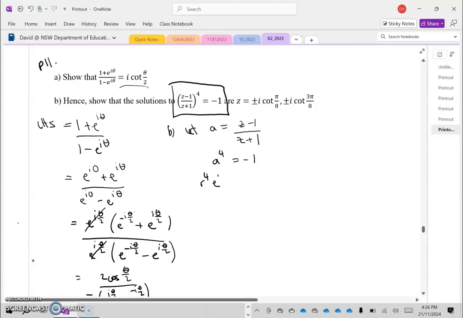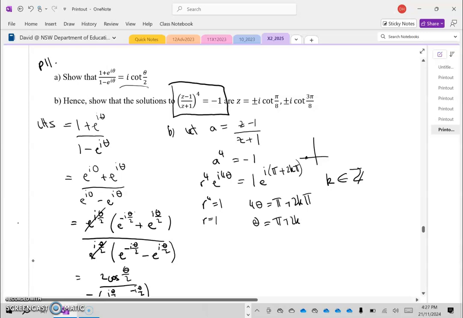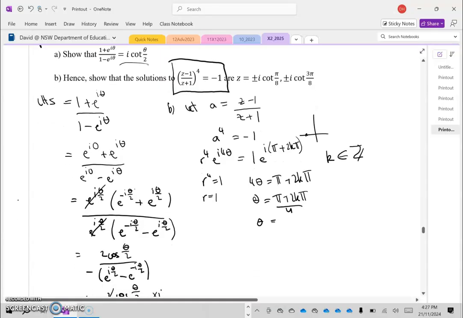So r to the 4, e to the i4 theta. Now -1 is over here with a modulus of 1 and an argument of pi. Okay, and then because we're finding roots, we put a plus 2k pi, where k is an integer. You must write where k is an integer. So r to the power of 4 is 1, so r is 1. 4 theta is equal to pi plus 2k pi. So theta is equal to pi plus 2k pi on 4. Let's get those answers between minus pi and pi.